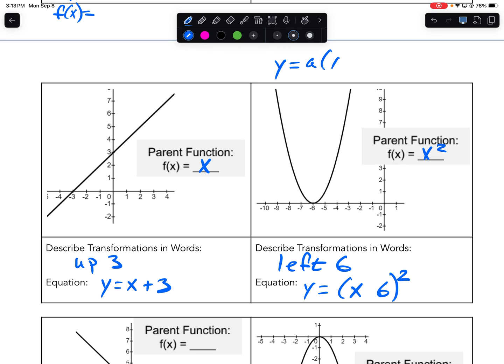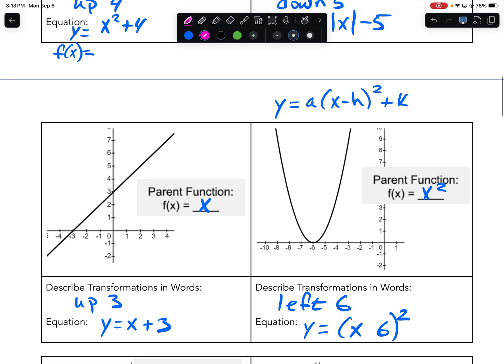So if you write this, I think this helps you because we'll be talking about this all year. And if you can get this down now, it's just going to help you so much. So I always think of what's in the parentheses as opposite sign.